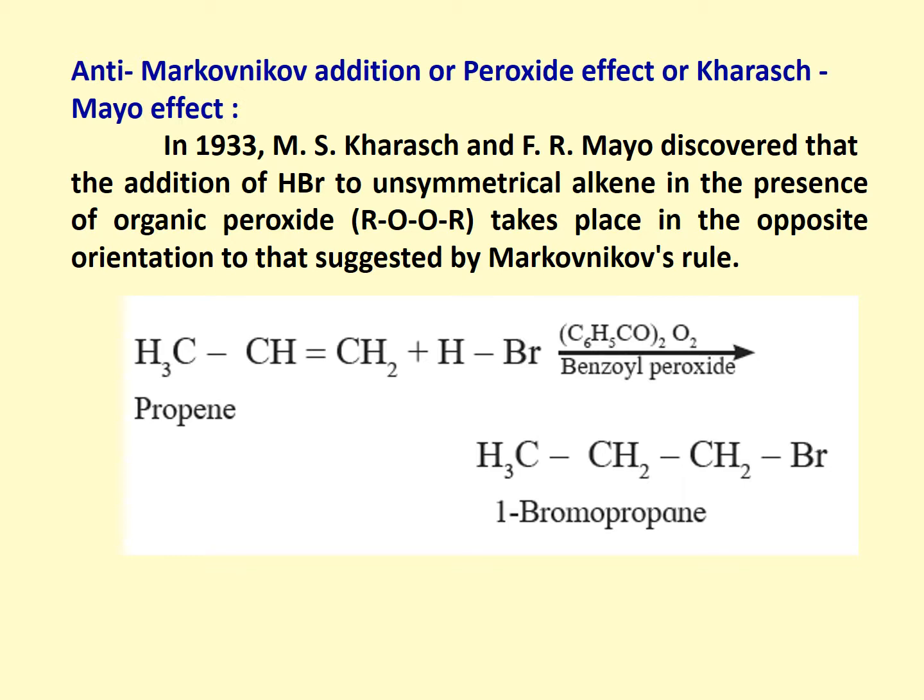Peroxides may be added in very small quantities or they may be present as an impurity. Peroxides are the compounds which contain a peroxide linkage, that is -O-O-. The structure of benzoyl peroxide can be shown like this. Anti-Markovnikov's addition is observed only in case of HBr.